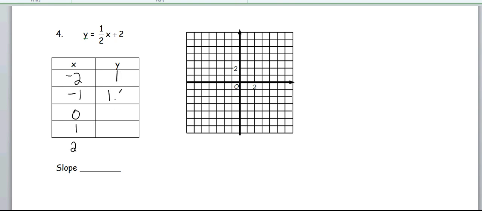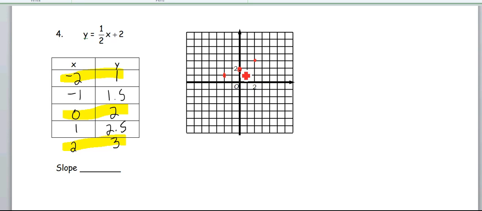1, 1.5, 2, 2.5, and 3. So it may be easier to just graph these. And as long as we have 3 good points, I think we're going to be doing all right. So graphing these fractional or decimal points is a little more difficult. So if I go to negative 2, 1, 0, 2, and 2, 3.